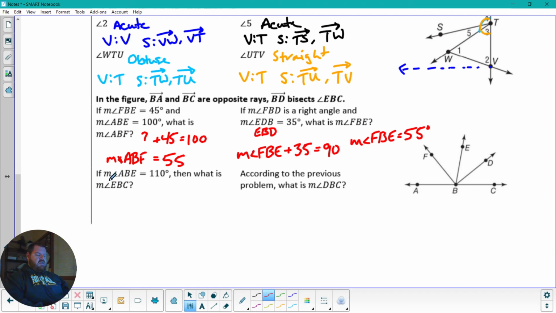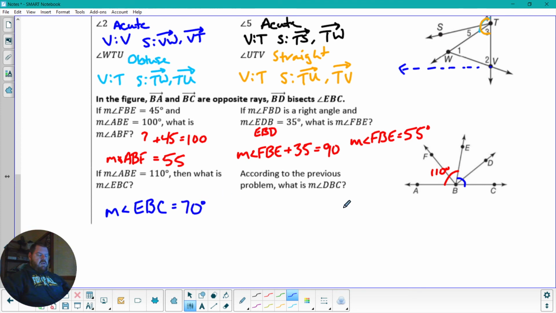We notice in this next one it says if the measure of angle ABE is 110. So before it was 100. Now I'm saying, well, let's say it's 110. I could give you different diagrams for each one of these, but that would just take way too much room. I want to know, what is angle EBC? Well, the first thing the problem gave me is that rays BA and BC were opposite rays, meaning this is 180 degrees. If that's 110, the missing piece has to be 70 degrees.